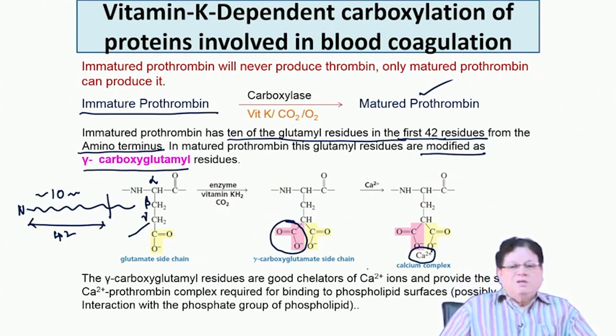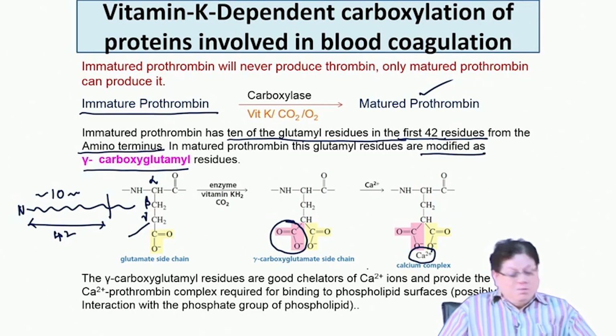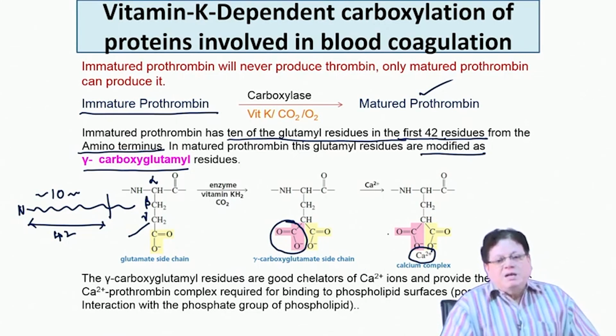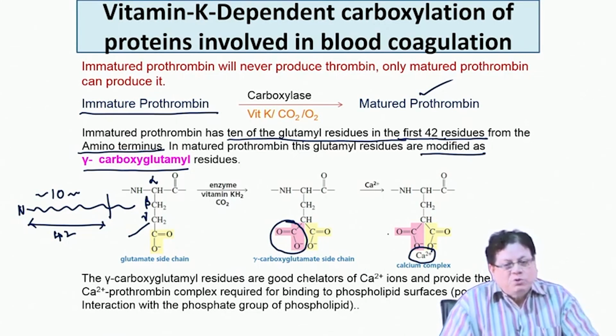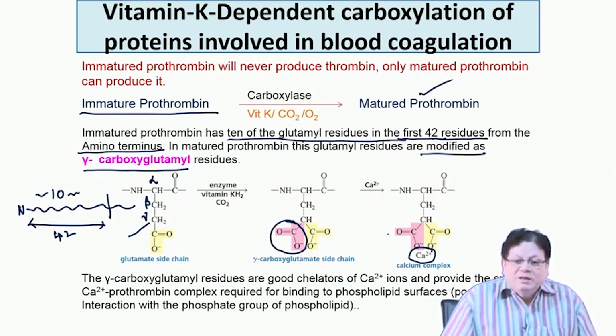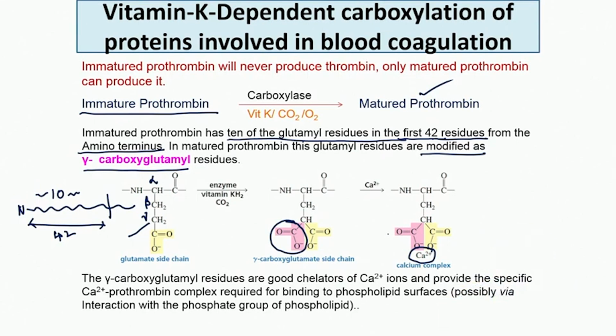Remember, what is the next reaction? This prothrombin goes to thrombin. So, unless this carboxylation happens, the immature prothrombin cannot do that. That means it cannot be converted into thrombin. I hope that is more or less clear.